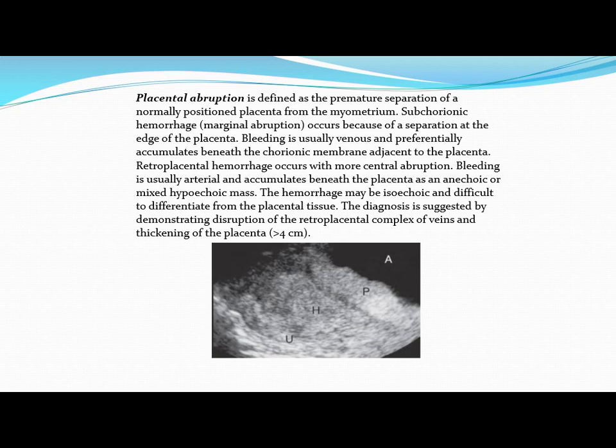The diagnosis is suggested by demonstrating disruption of the retroplacental complex of veins and thickening of the placenta more than 4 cm. Placenta separated from the uterine wall by heterogeneous hematoma.